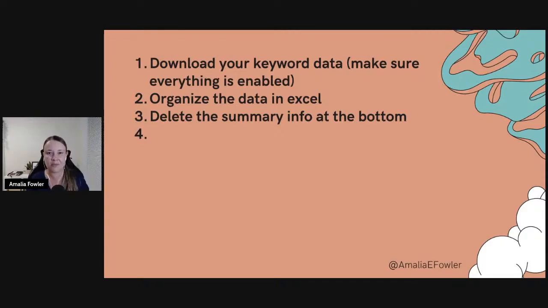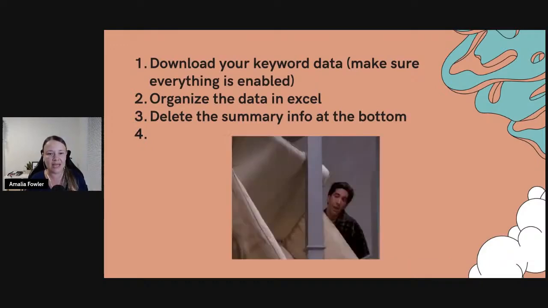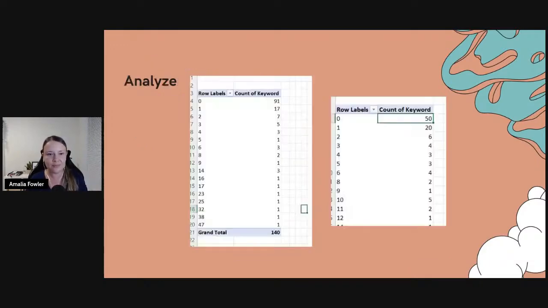Download your keyword data, but only from existing campaigns and ad groups that are enabled. Organize that data in Excel and get rid of any headings that you don't really need. Delete the summary information at the bottom and then pivot. You want to have a pivot table that can tell you how many keywords are getting clicks and how many keywords are getting impressions.